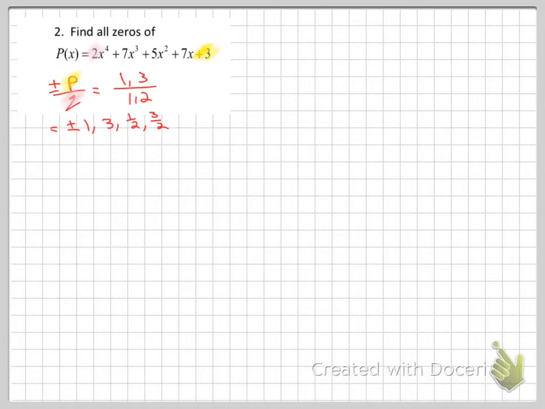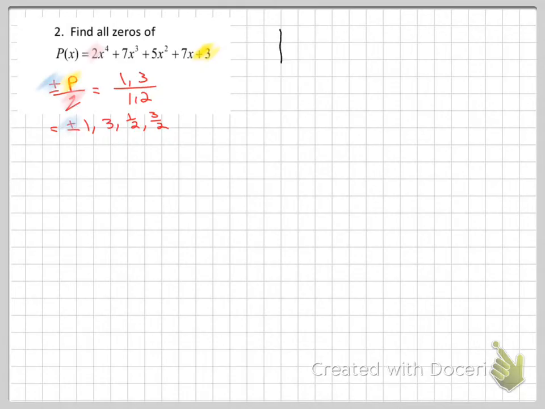Don't forget it's plus or minus. So you have 8 possible: positive 1, negative 1, positive 3, negative 3, etc. This is pretty reasonable, 8 possibilities. If we were in class, I would have you all try a different one.